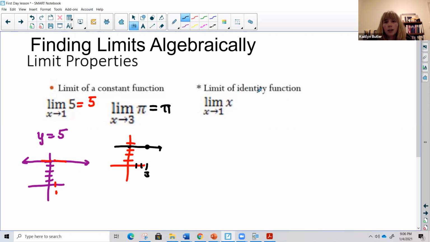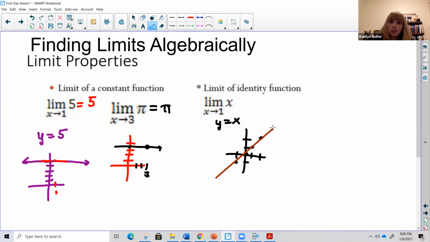Now, if we have the identity function, which is x, if it's just a variable, we can just plug in that x value. We can substitute. This represents y equals x, so the y value would be x. If x is 1, y is the same thing, 1. If x is 2, y is 2. If x is 0, y is 0. If x is -1, y is -1. So this is just a diagonal line through 0, 0.